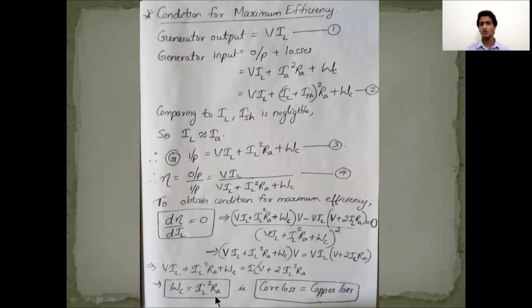Constant loss should be having core loss, then mechanical loss and field winding loss in the case of DC shunt machine. So we can conclude that constant loss will be equal to copper loss, or constant loss will be equal to variable loss. That is the condition for maximum efficiency. Constant loss is equal to variable loss.